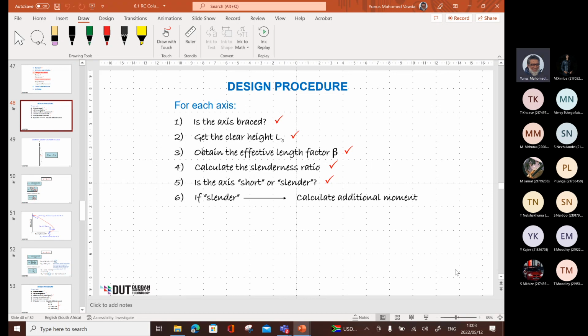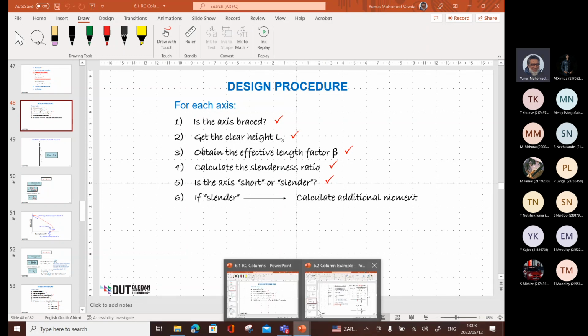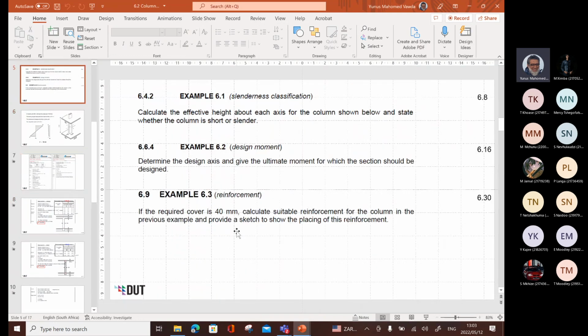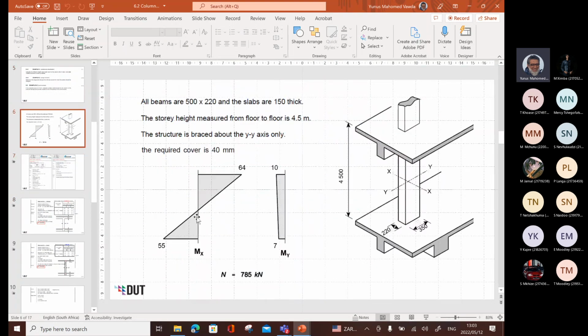Right, so today we're going to cover the example from the book, but it's in 3 parts: 6.1, 6.2, 6.3. The first part is the slenderness calculation on page 6.8. Let's get to that first, right? So we have this example.